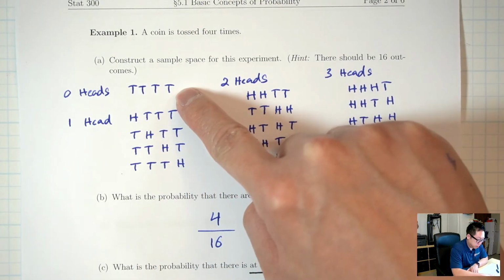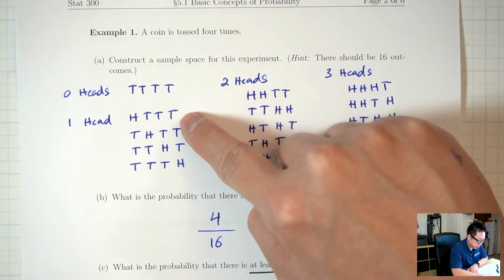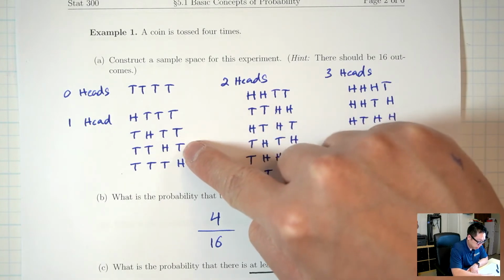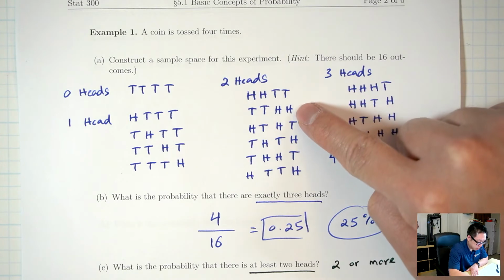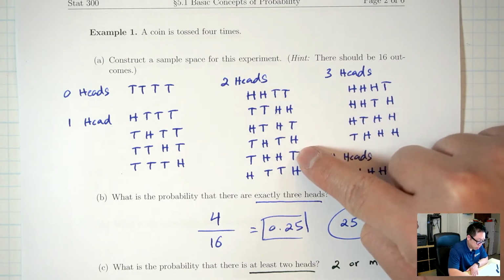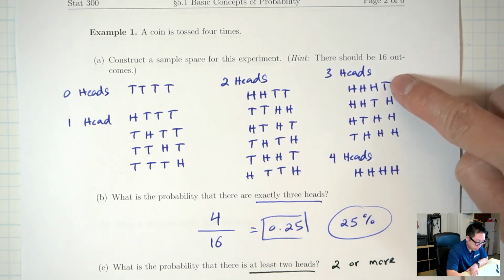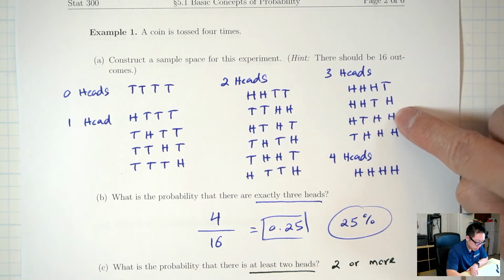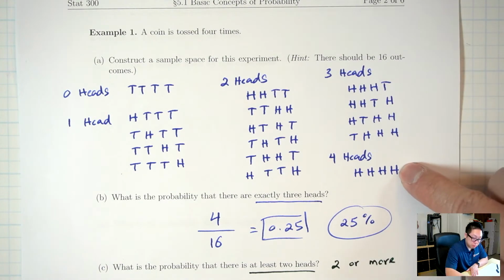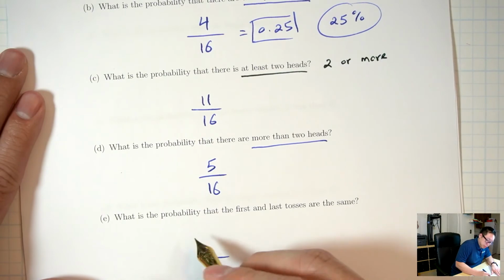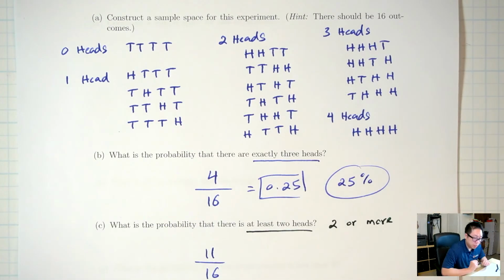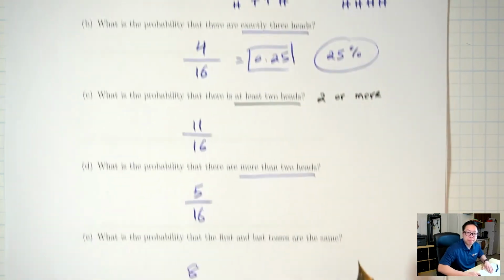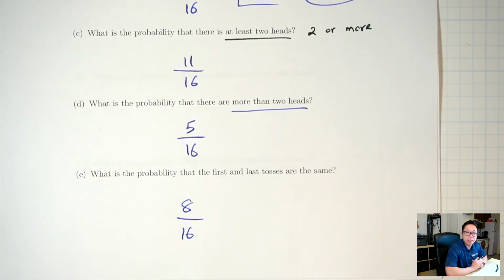1, 2, 3, 4, 5, 6, 7, 8. I think that's it. Okay, these are all the ones where the first and last are the same. So I think there's 8 of them. So 8 out of 16 for part E.